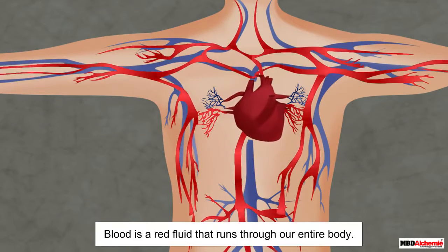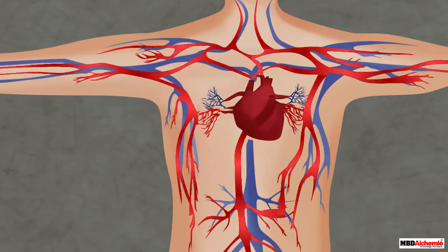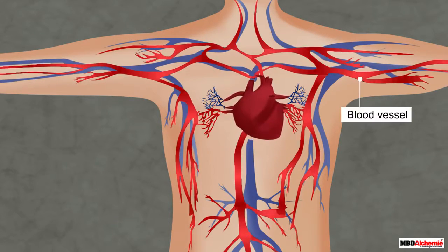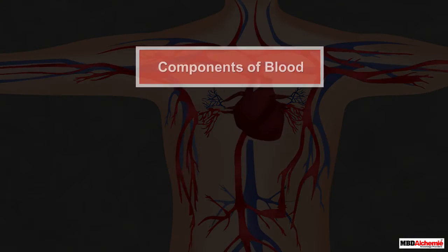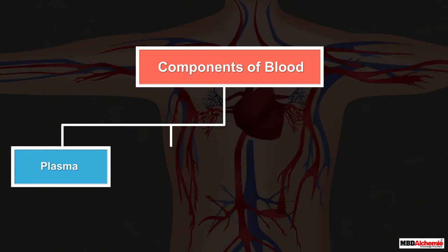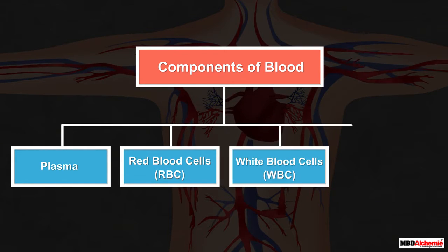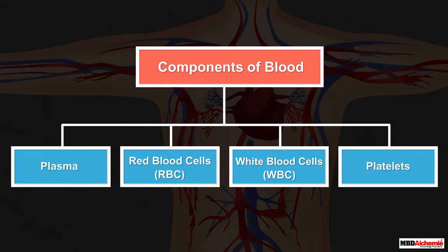But do you know what this blood actually is? Come, let's find out. Well, blood is a red fluid that runs through our entire body. It does so by a special network of tubes called blood vessels. There are different components that make up the blood. These are plasma, red blood cells, white blood cells, and platelets. Let us learn about these components one by one.